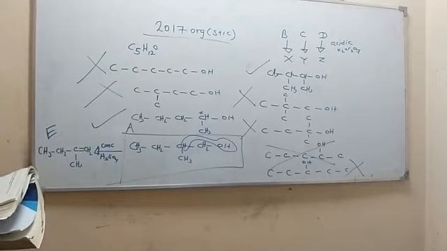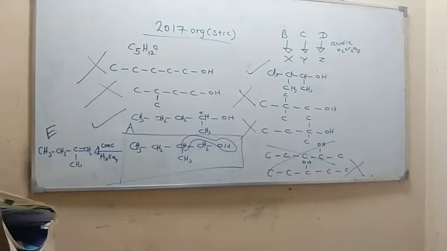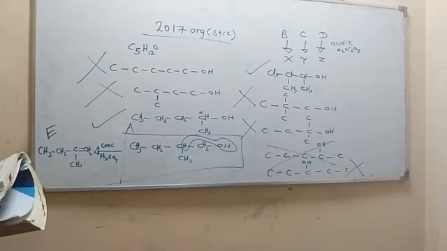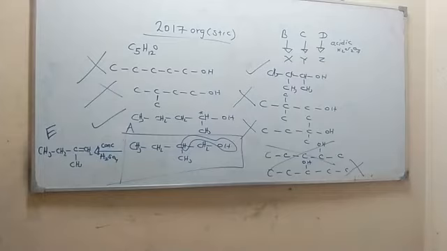All three compounds E, F, and G have the molecular formula C5H10. Okay. When E and F are reacted with HBr, the same product H was formed. Okay. Now the thing is, we don't have anything to distinguish between B and C.